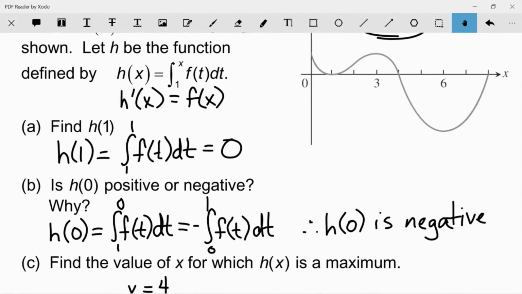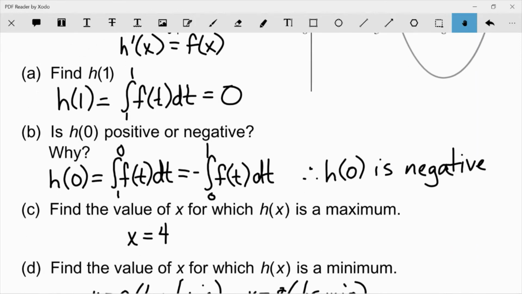Now, the first question says, what's h of 1? Well, all I have to do is substitute in, right? h of 1 is just the integral from 1 to 1 of f of t dt. The second question says, is h of 0 positive or negative, and why? Again, I just did substitution. h of 0 would be the integral from 1 to 0 of f of t dt.